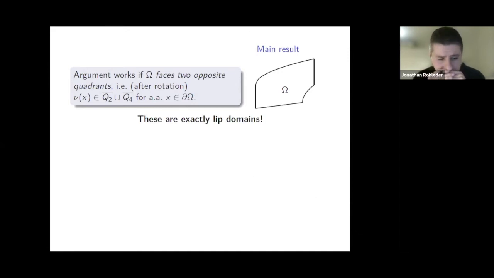It took me quite a while to understand that this is actually exactly the same as lip domains. I mean, it is probably not very difficult to see, but there was some confusion about it, and I had some very helpful discussion with Sugata Mondal about that until I actually realized that this is really exactly the same thing.